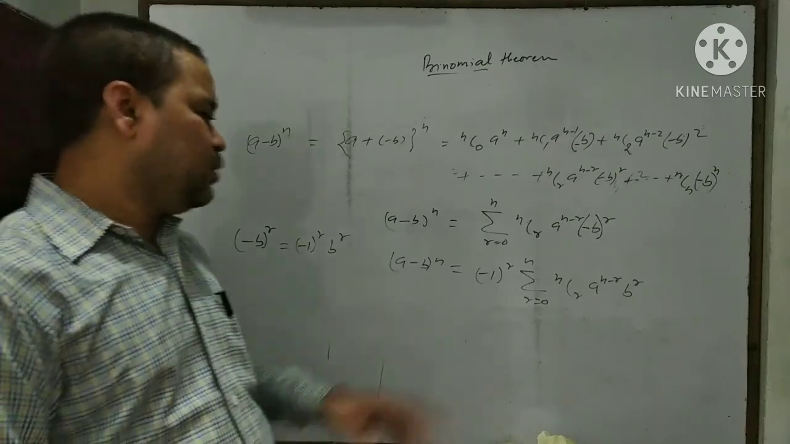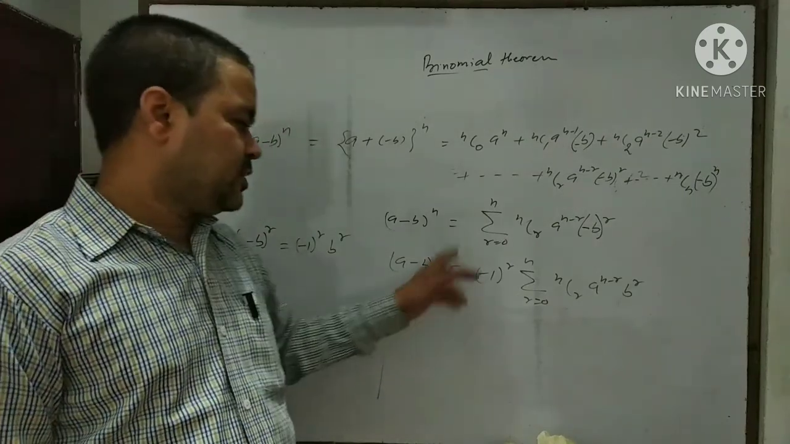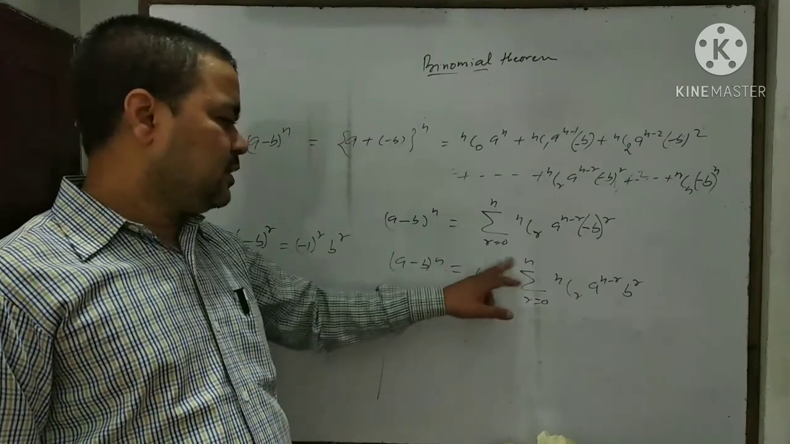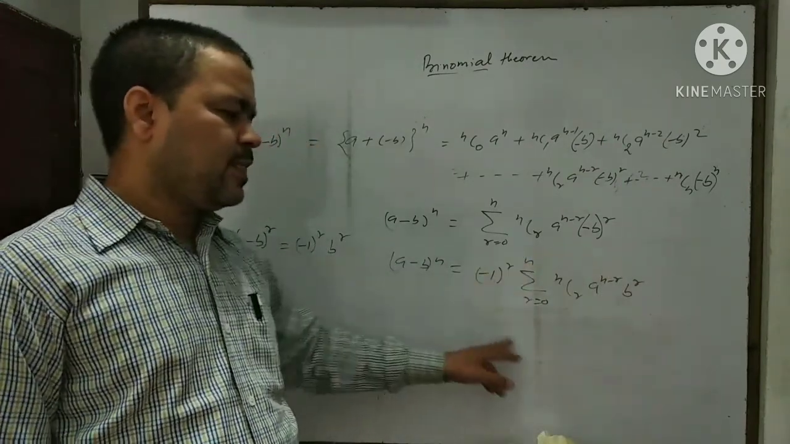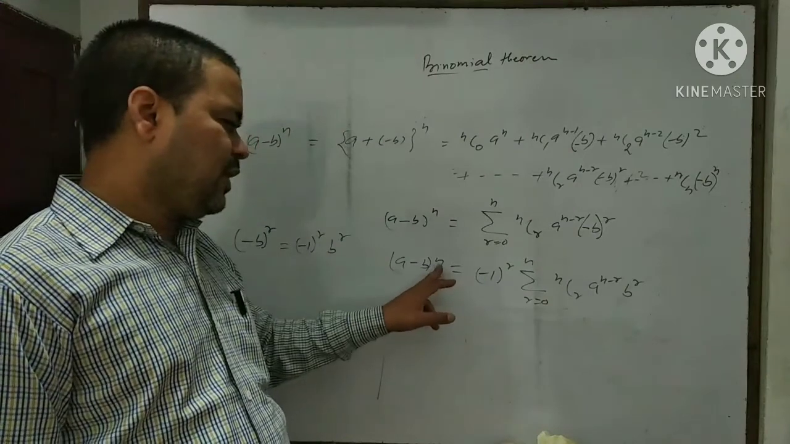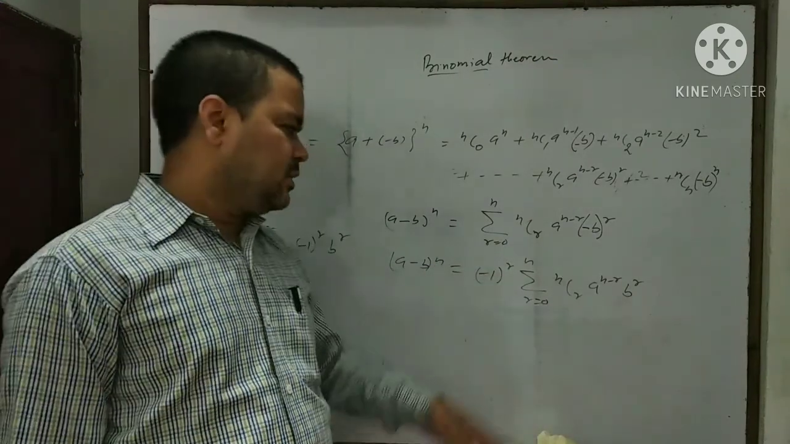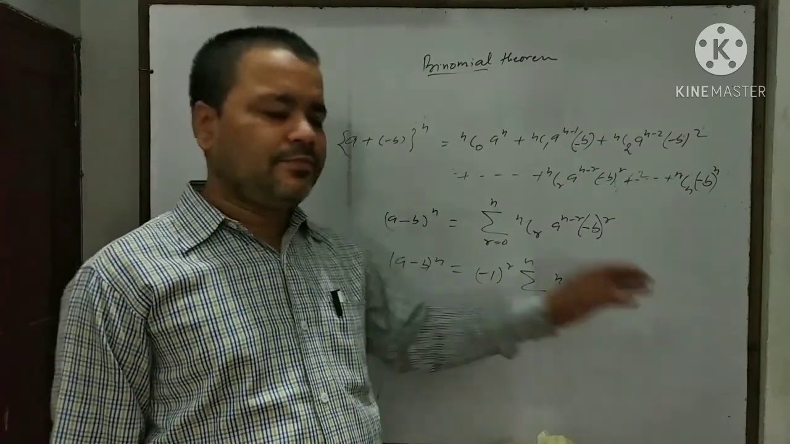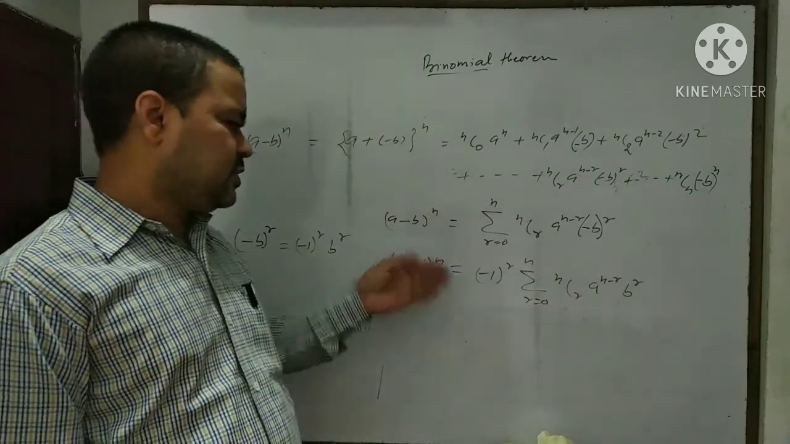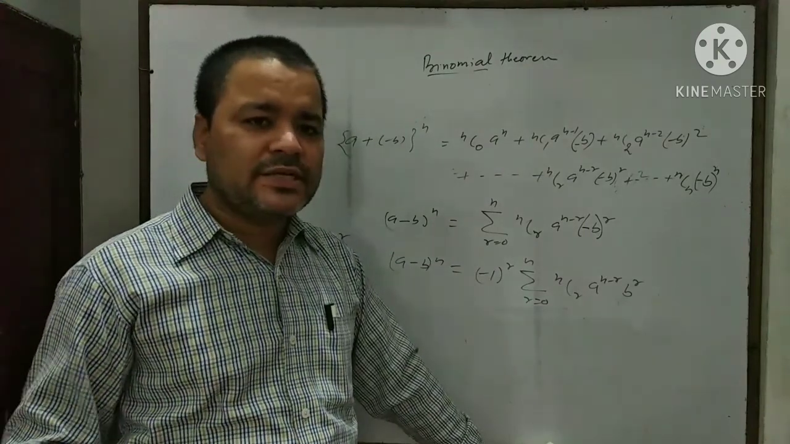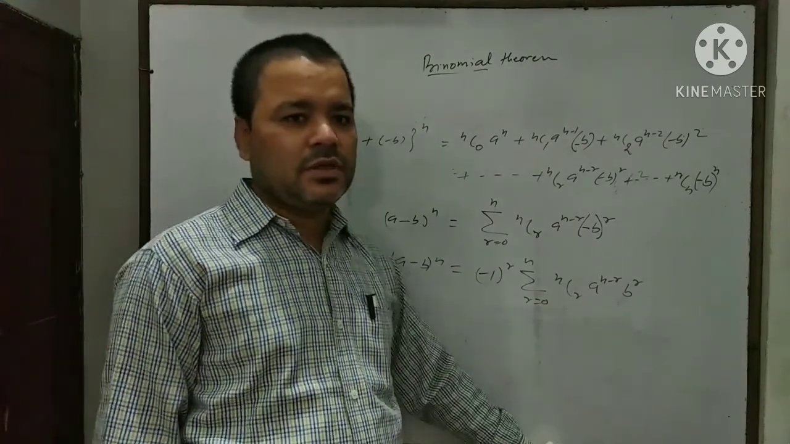If the value of n is even, then the terms will be positive. But if the value of n is odd, just like 1, 3, 5, 7, in that case the term will be negative. In the case of even, just like 2, 4, 6, 8, the term will be positive.